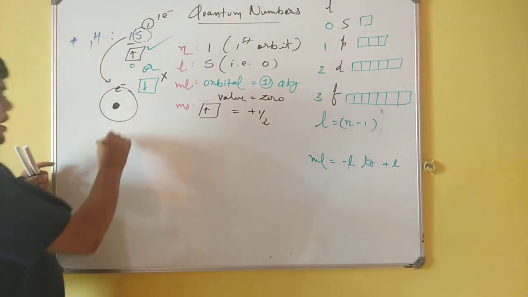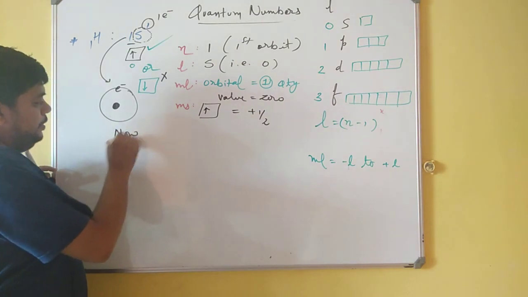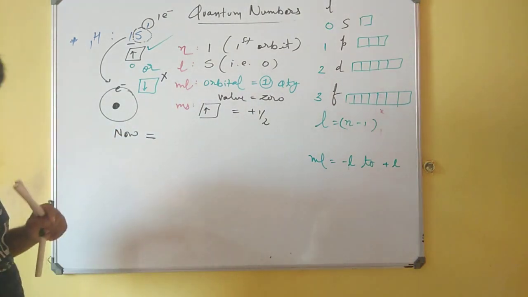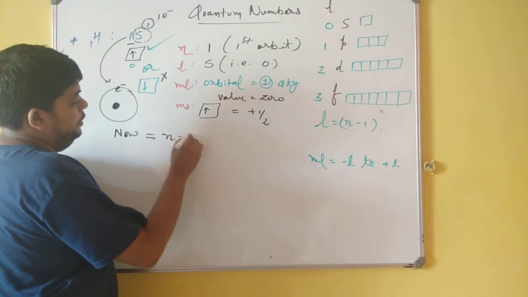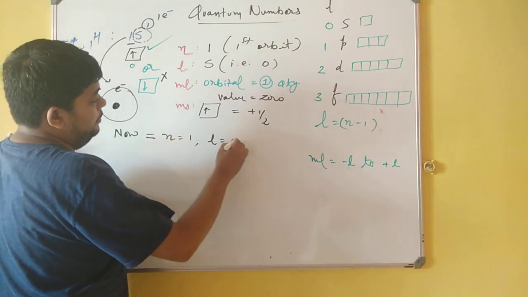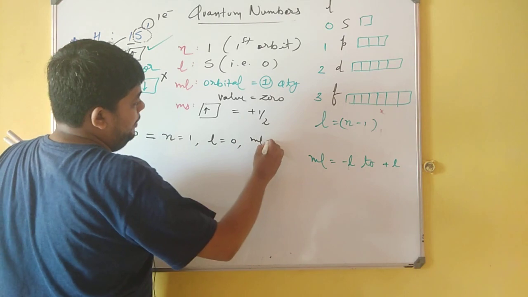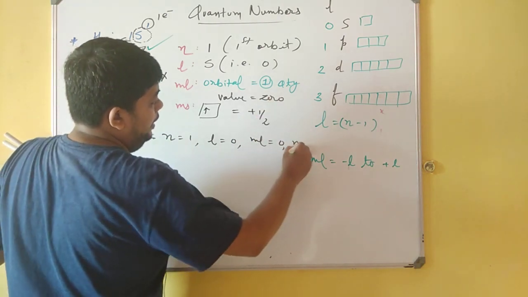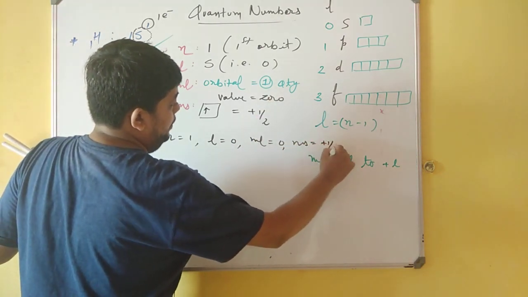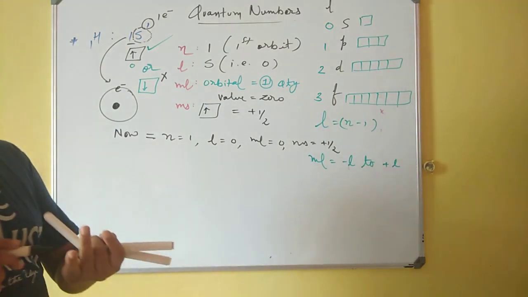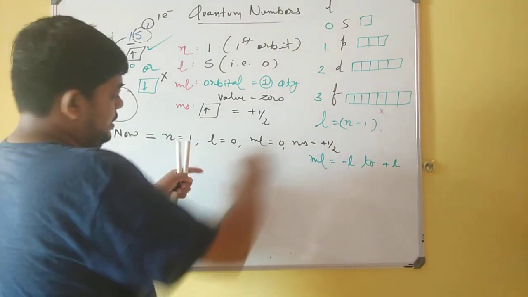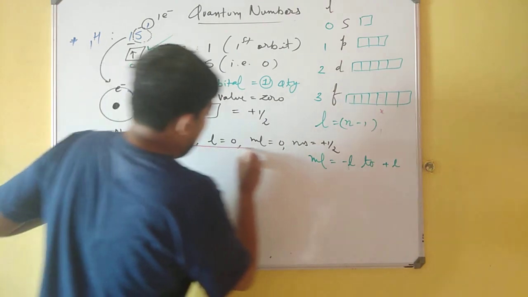So now our answer will be n is equal to 1, l is equal to 0, ml is equal to 0, and ms is equal to plus 1/2. And remember friends, this order has to be kept the same.